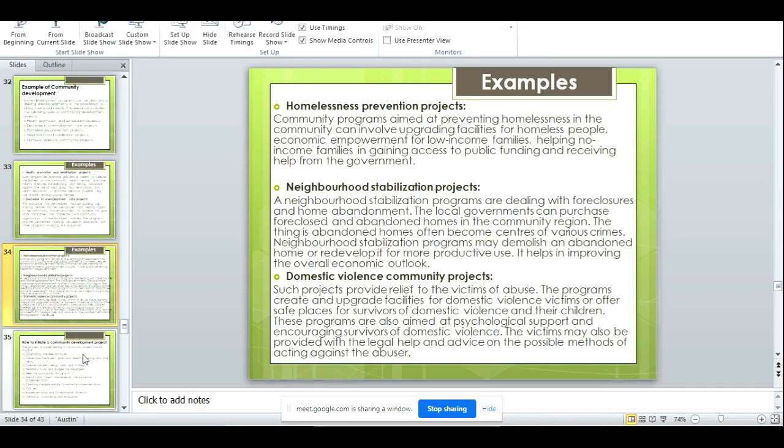And another example is domestic violence community development projects. Such projects provide relief to victims of abuse. The programs create and upgrade facilities for domestic violence victims or offer safe places for survivors of domestic violence and their children. These programs are also aimed at psychological support and encouraging survivors of domestic violence. The victim may also be provided with legal help and advice on the possible methods of acting against the abusers, like suing them to court and all that.